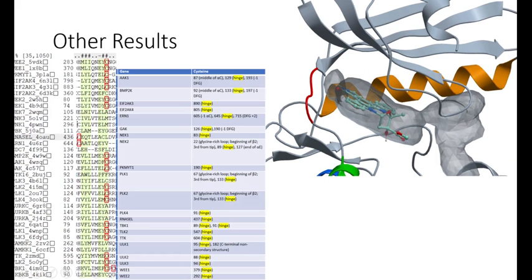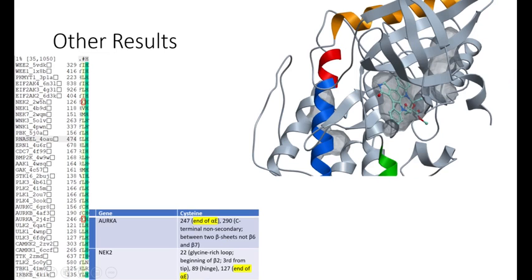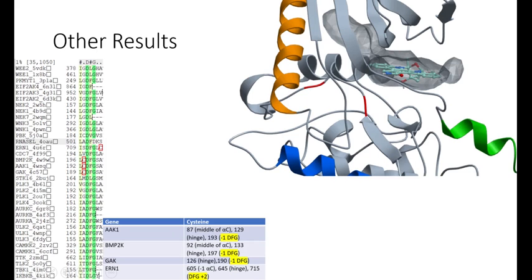There are 21 genes with reactive cysteines within the hinge region. 2 genes have cysteines at the end of the E helix. The cysteine of one gene is conserved in related genes of the same kinase family.